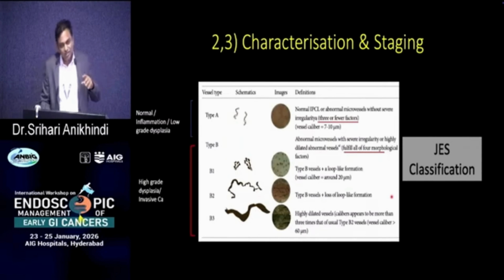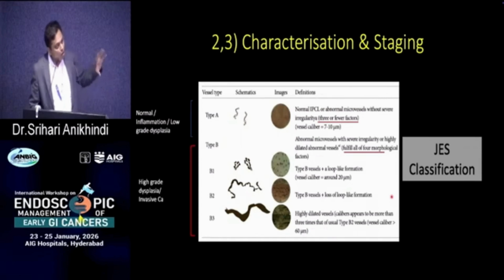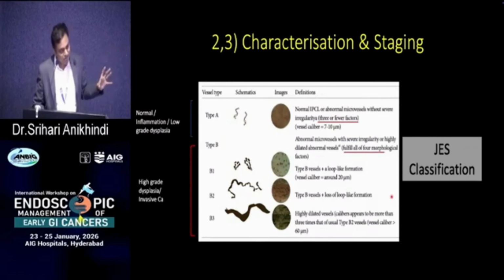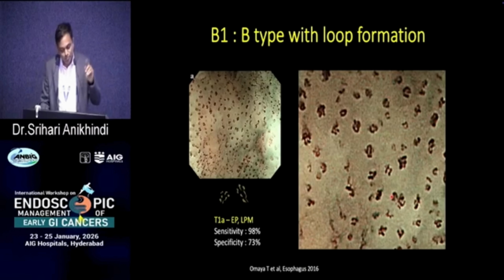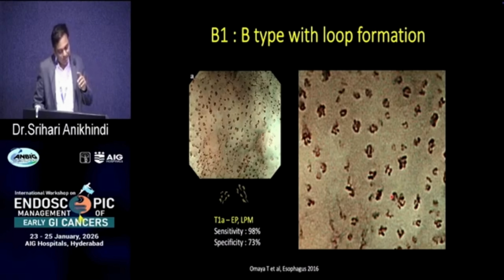Now we have the JES, Japanese Endoscopy Society classification, which has made it much simpler. For type B1 vessels, you need all those 4 characteristics that we discussed to say it's a B1 vessel. If it is not all 4 of those characteristics, it stands as a type A vessel. So let's look at these B vessels. B1 is a B type vessel with a loop formation. When you see these kinds of IPCLs, you are probably dealing with a T1A lesion, which is restricted to the lamina propria at the most.